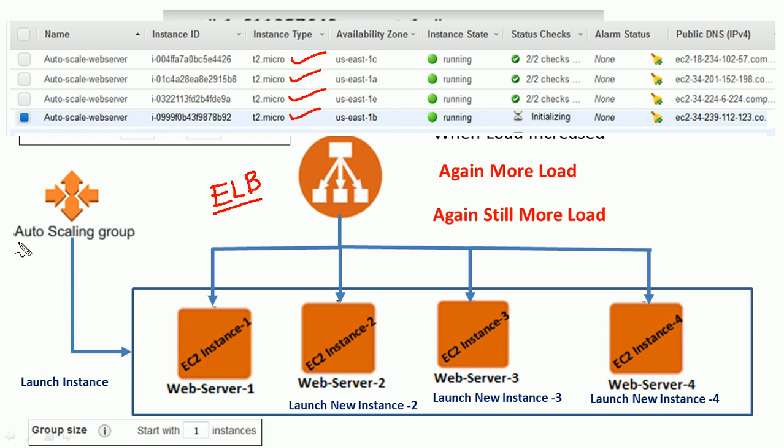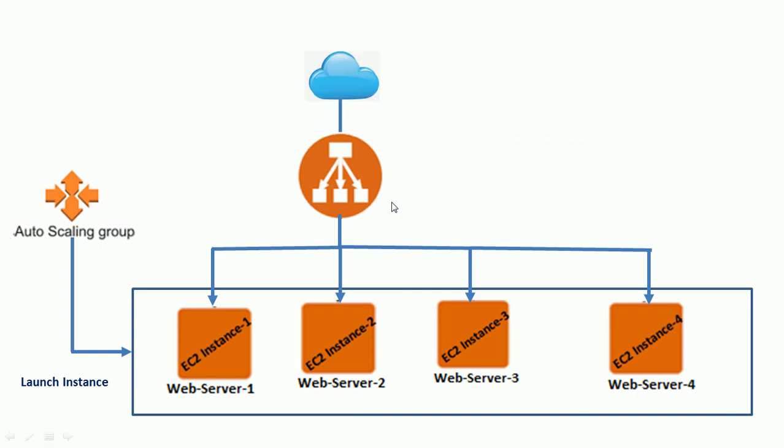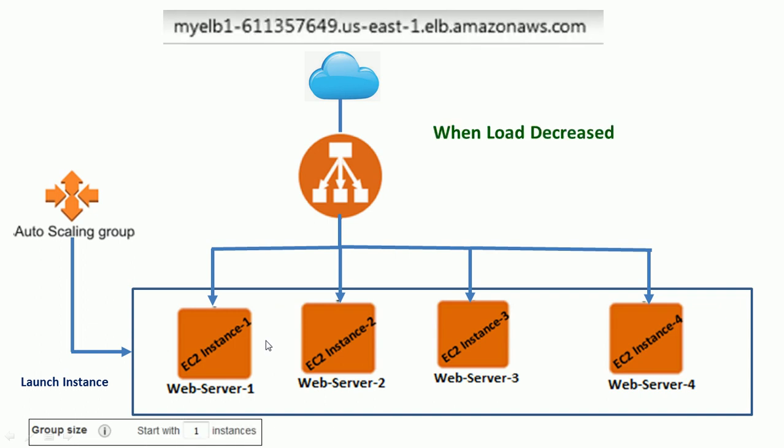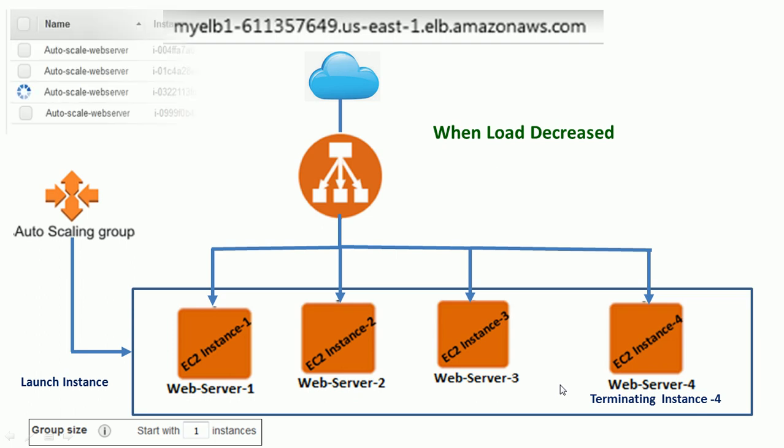But this auto scaling group, what will it do? Depending upon the load, it is going to launch new instances when there is more load. And the next one, when the load may be less, what is going to happen? Right now we can see the 4 instances are running. Whenever the load decreases, what is going to happen? This auto scaling group is automatically going to terminate the instances.